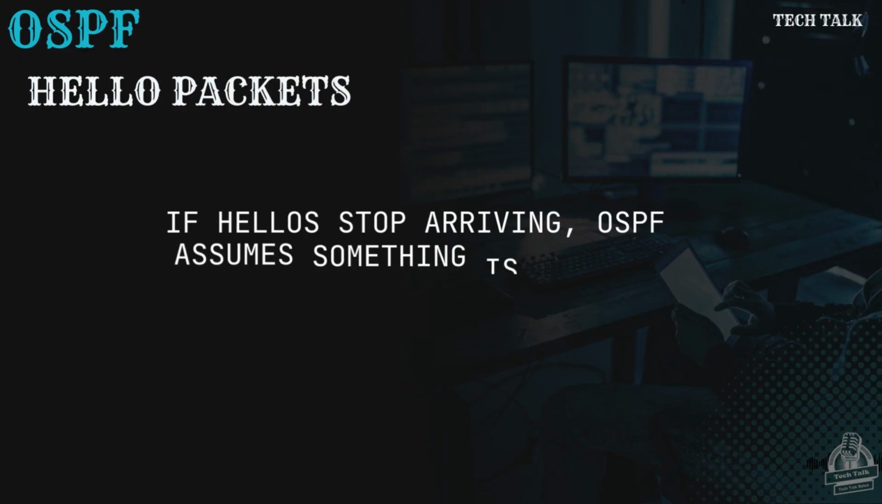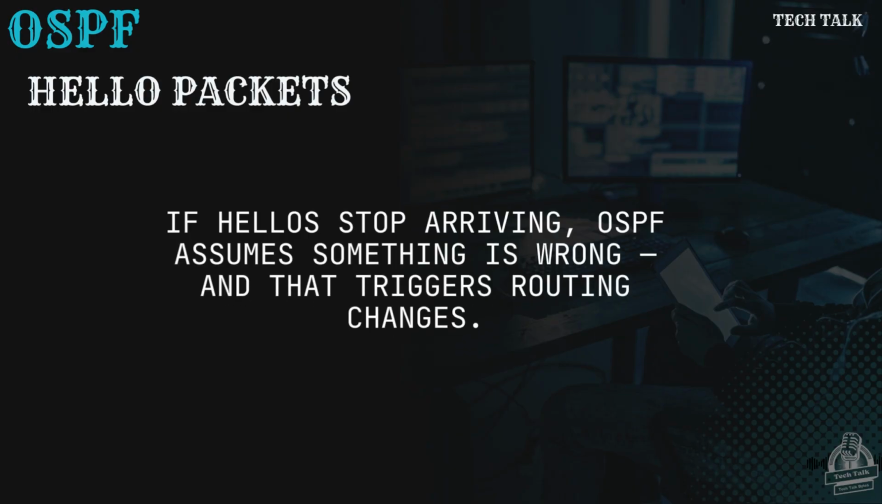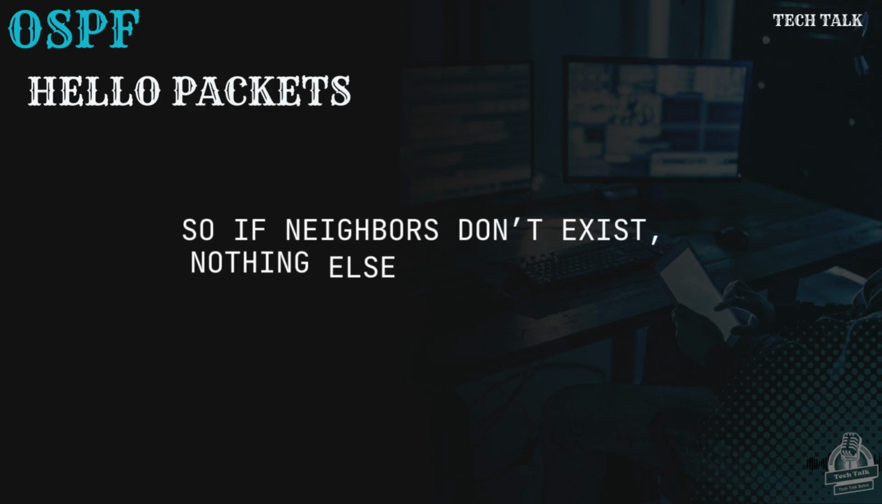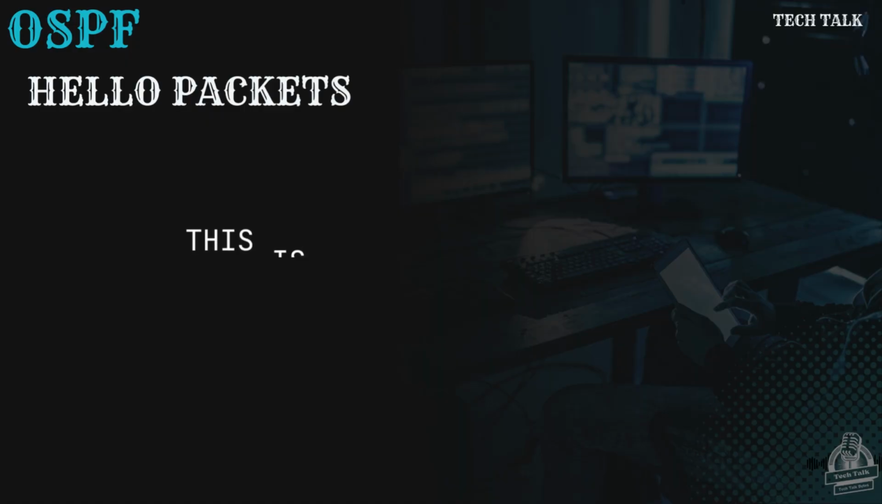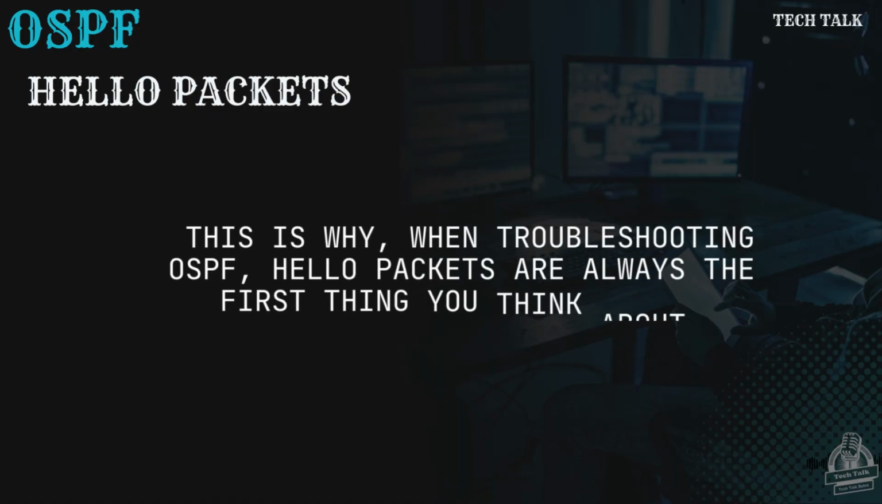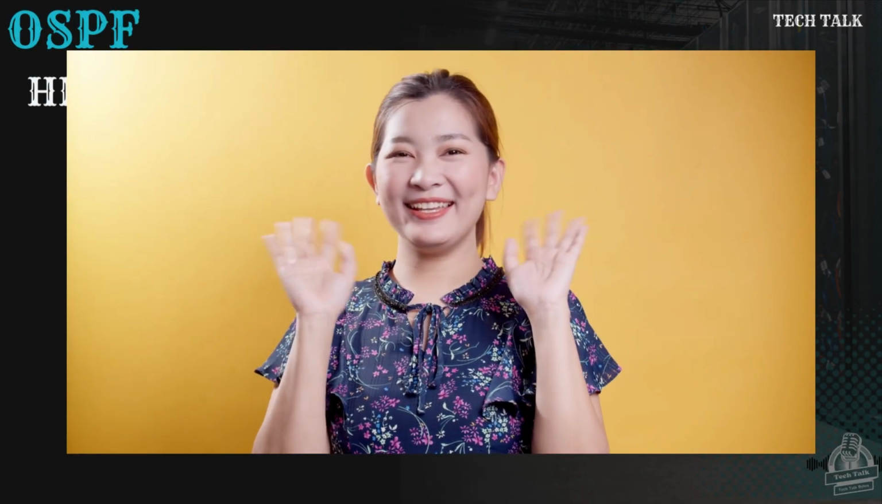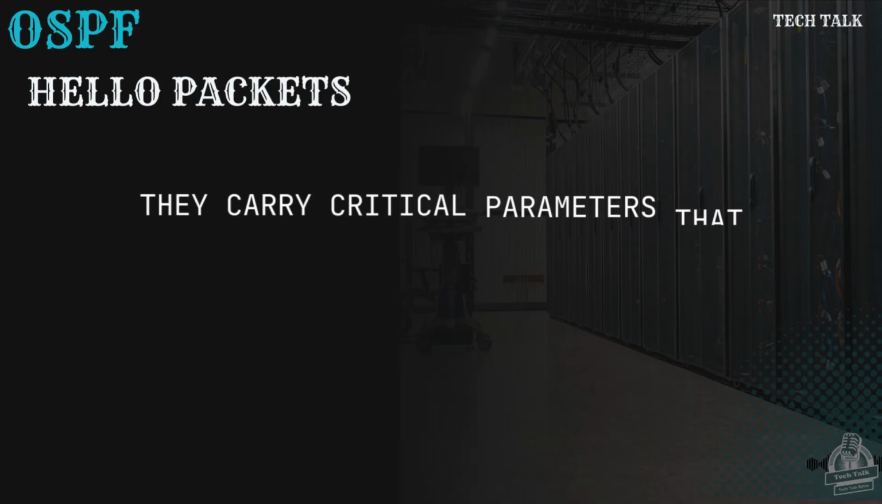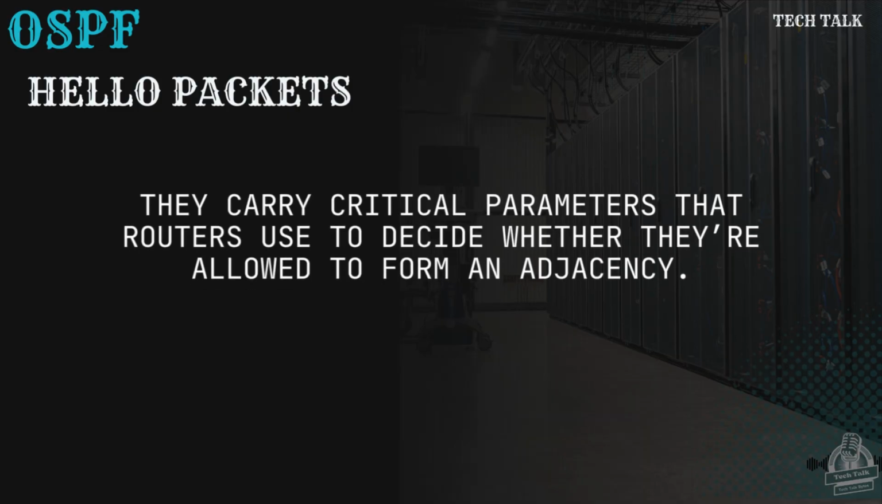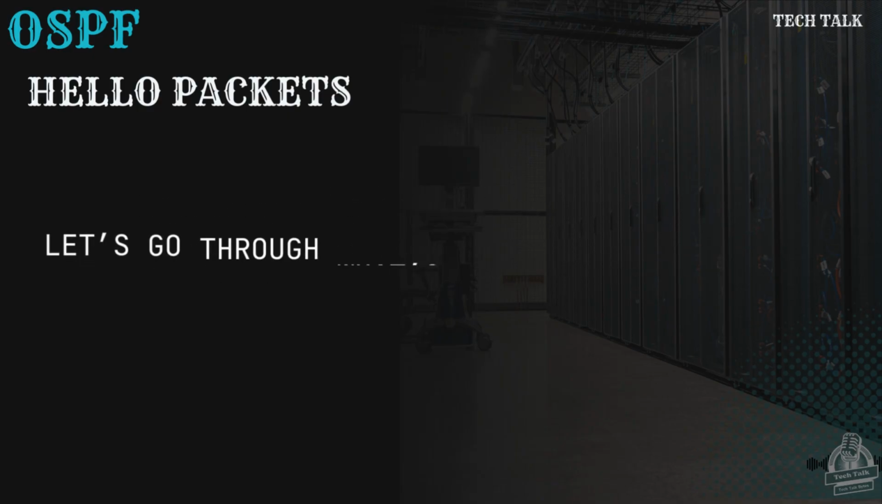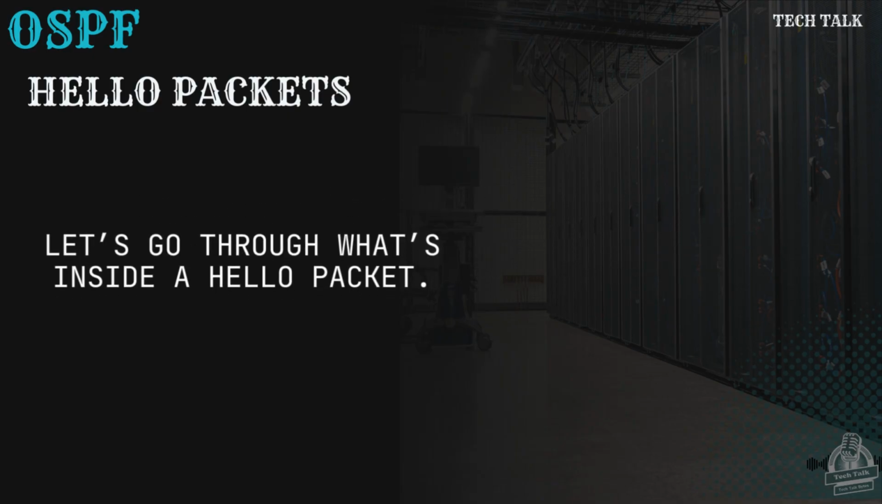If hellos stop arriving, OSPF assumes something is wrong, and that triggers routing changes. So, if neighbors don't exist, nothing else in OSPF works. This is why, when troubleshooting OSPF, hello packets are always the first thing you think about. And no, hello packets don't just say hi. They carry critical parameters that routers use to decide whether they're allowed to form an adjacency. Let's go through what's inside an actual hello packet.